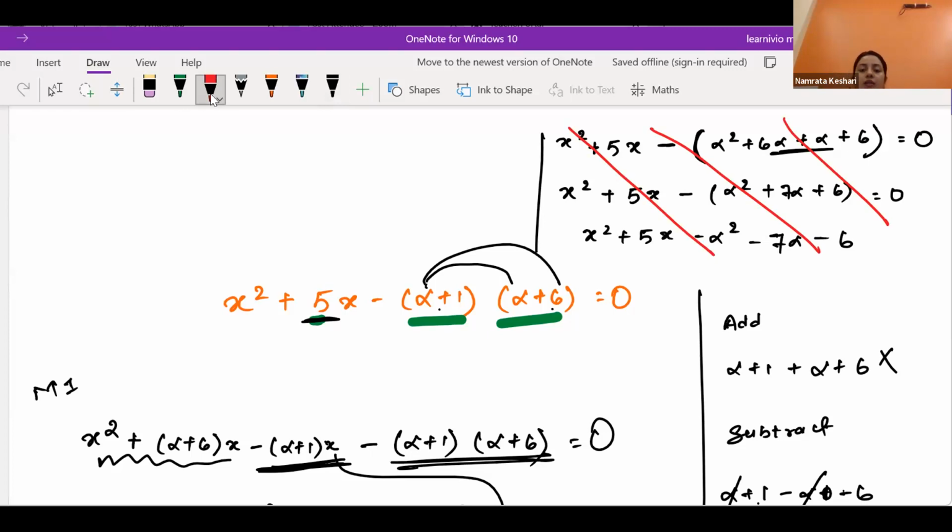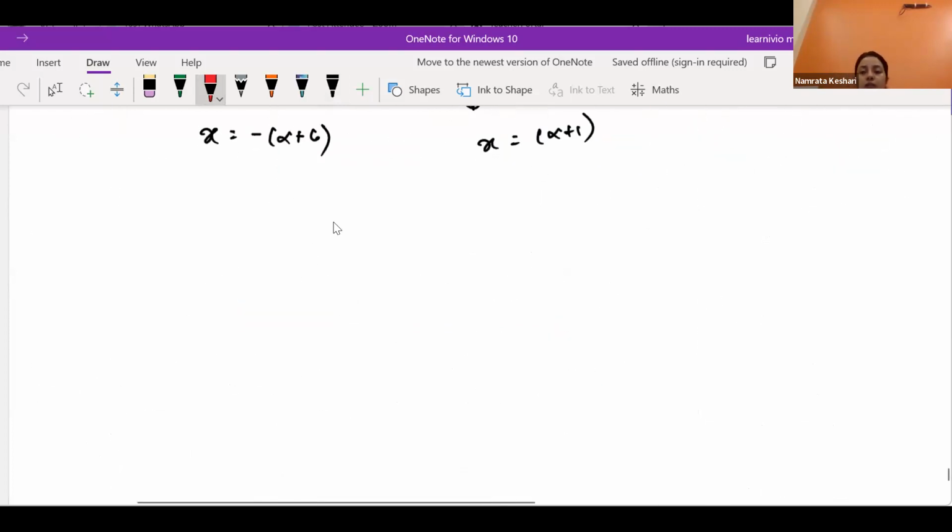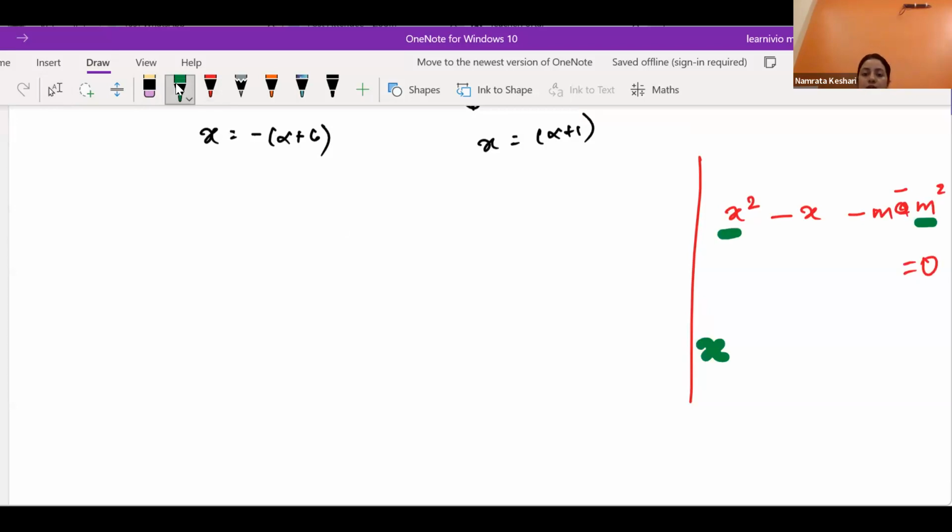In other scenarios, in this type of question you will get something like this: x square will be there, m square will be there, minus x will be there, minus m will be there, equals 0. What you can do is take this x square with this m square and write it as x square minus m square, and the other two terms, minus x minus m, you can write together.